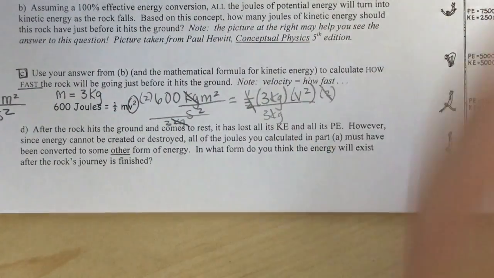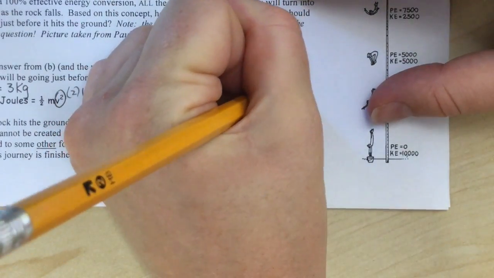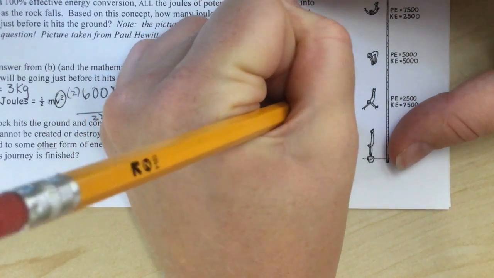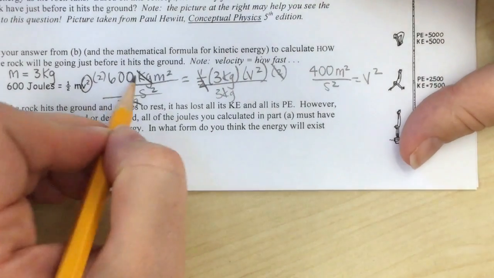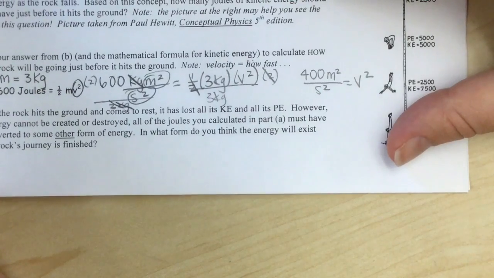So after we do that little bit of math, you will end up with 400 meters squared per second squared equals v squared. So again, we cancel out our kilograms here, so we're left with our meters squared and our seconds squared.